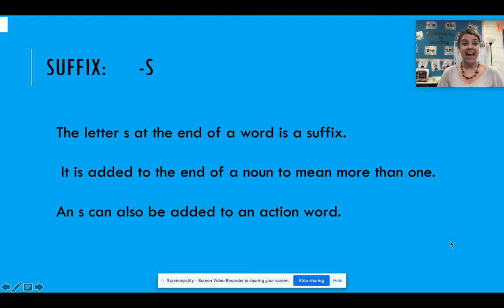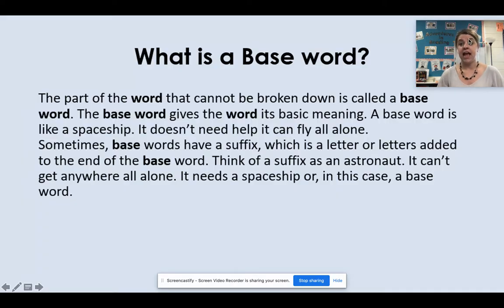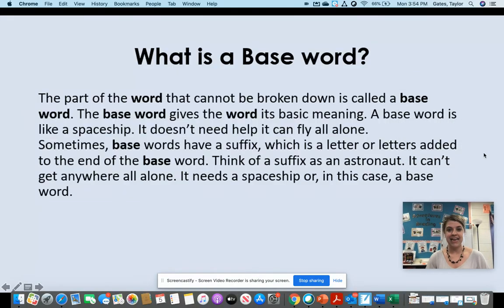Okay? Now, the first thing that we want to look at is a base word. Okay? What is a base word? You're going to hear Ms. Gates talk about a base word a lot. So we really want to know, what is a base word? The part of the word that cannot be broken down anymore into any other parts is called the base word. Okay? The base word gives its word a basic meaning. Okay? So basic meaning.